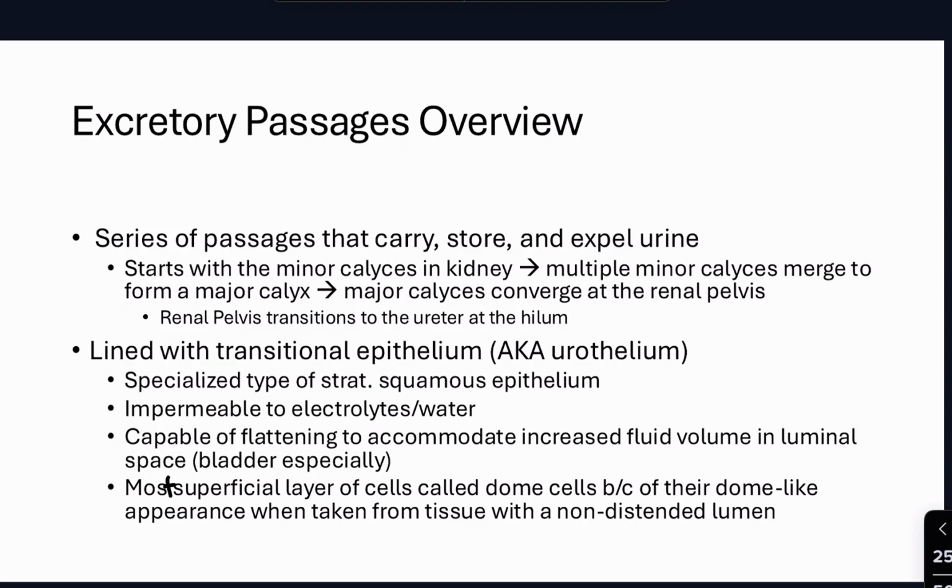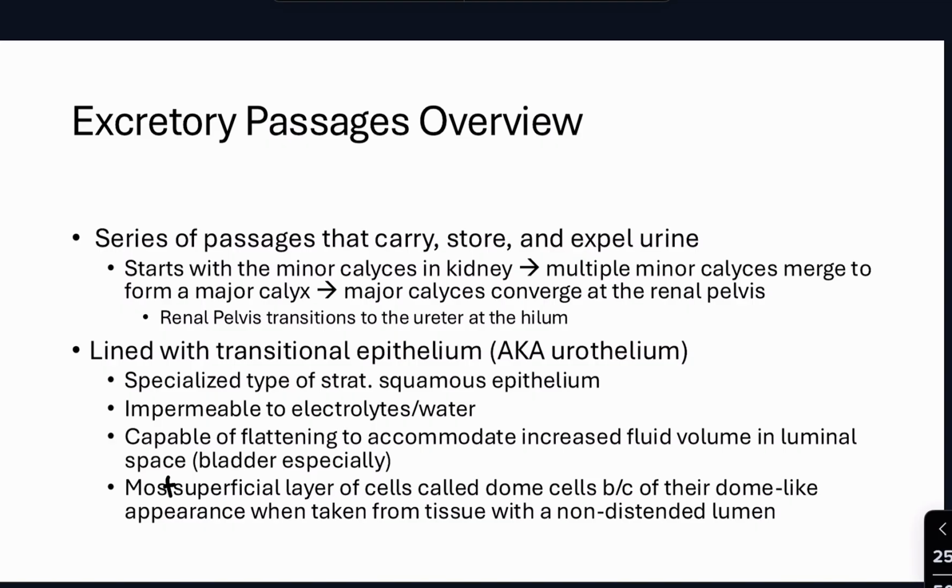All right, so these structures are all going to be impermeable to electrolytes and water due to this specialized urothelium. And as we saw before, they're capable of flattening to accommodate increased fluid volume in the luminal space, especially in the bladder, right? The bladder is going to be very accommodating. It can expand to great volumes and shrink back down to a very small size, right?